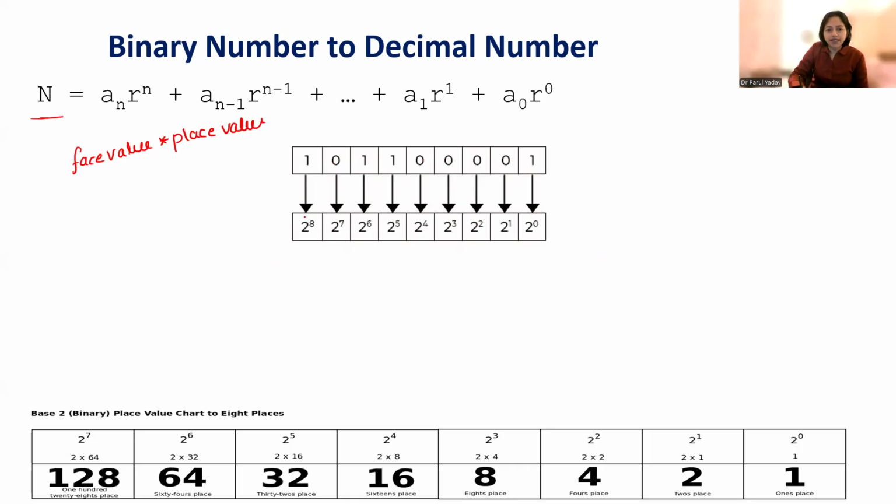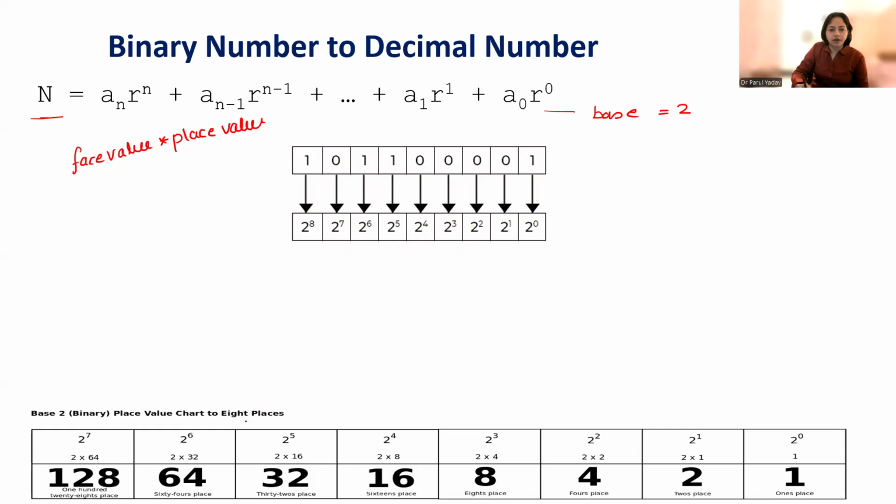So first we will write here, these are the face values that we have, right? And then we need to write its place value. Since the number is in binary, we will write here r raised to the power 0, r raised to the power 1, right? And r is the base. And here base is equal to 2 because this is a binary number. So you will write here 2 raised to the power 0, 2 to the power 1, 2 to the power 2, 2 to the power 3, and so on, right? So here you are writing base and then power. The power will go like 0, 1, 2, 3, and so on.